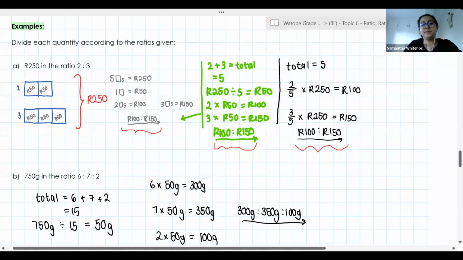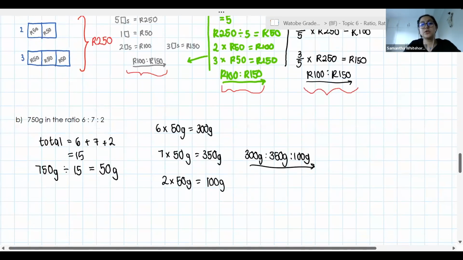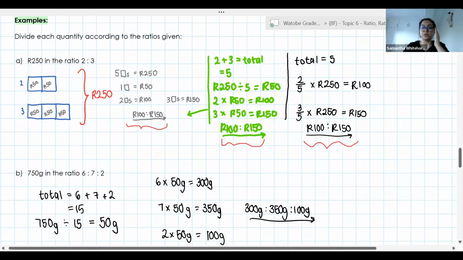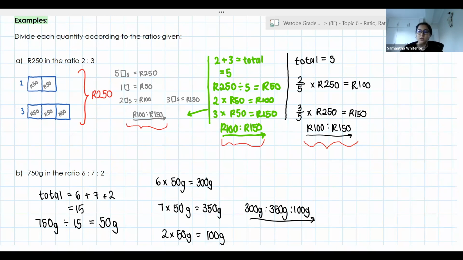Alrighty, so always know what your total is. And as long as you know what your total is, you should be able to divide a quantity according to a ratio.